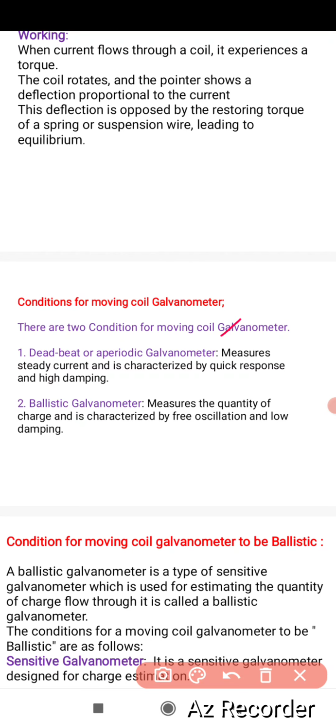There are two conditions of the moving coil galvanometer: deadbeat or aperiodic galvanometer, which measures the steady current and is characterized by quick response and high damping; and ballistic galvanometer, which measures the quantity of charge and is characterized by free oscillation and low damping.